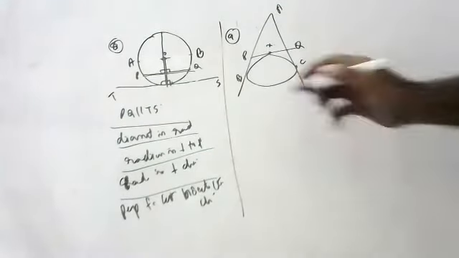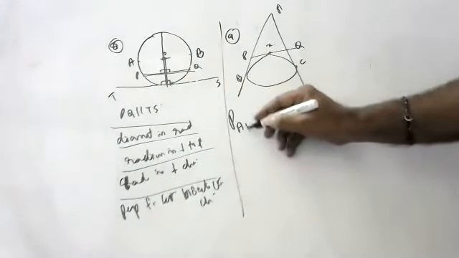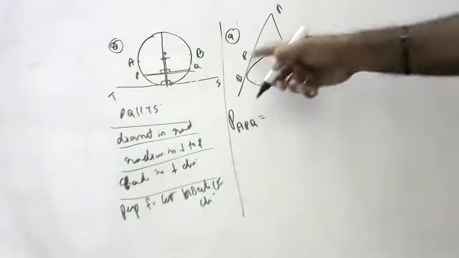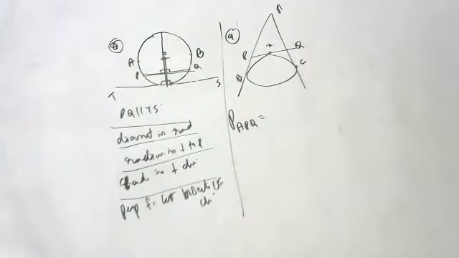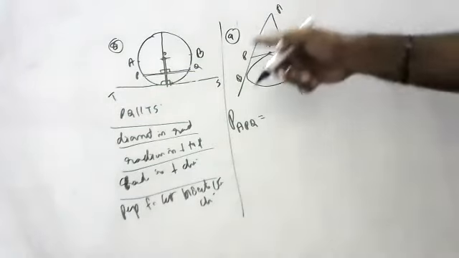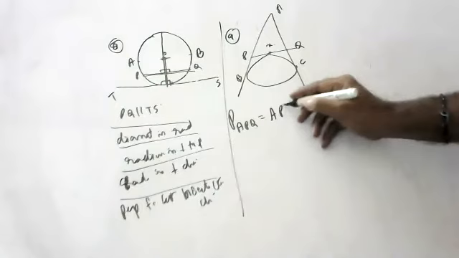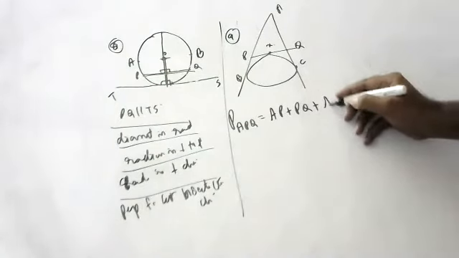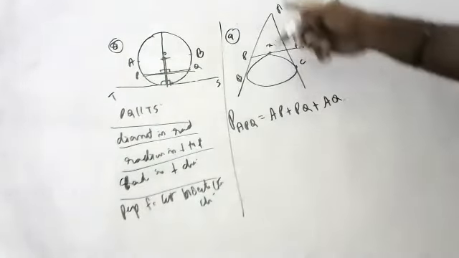What is the question? Here they are asking, find the perimeter of APQ. Okay, children. So, children, perimeter of APQ is what, children? AP plus PQ plus QA. Very good. AP plus PQ plus AQ.